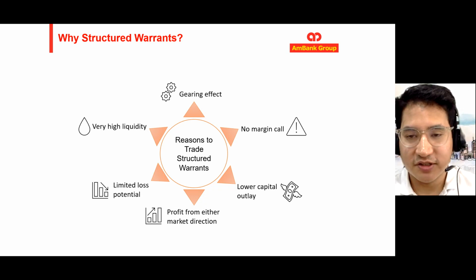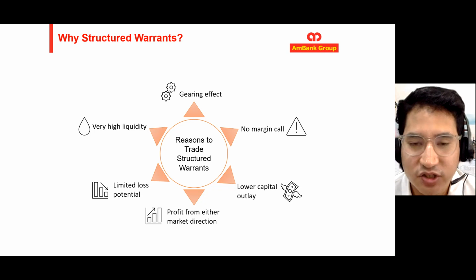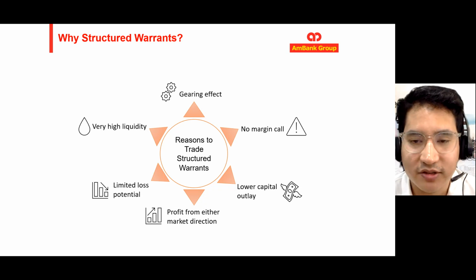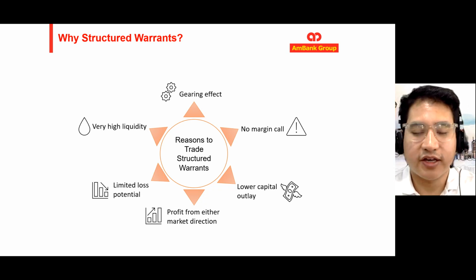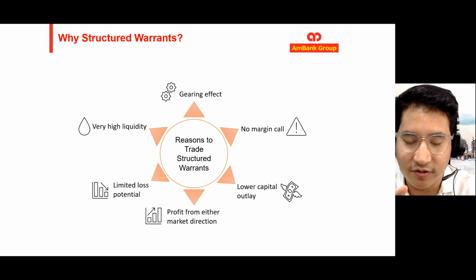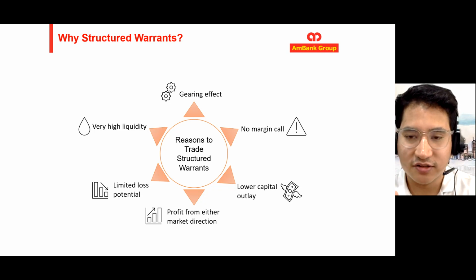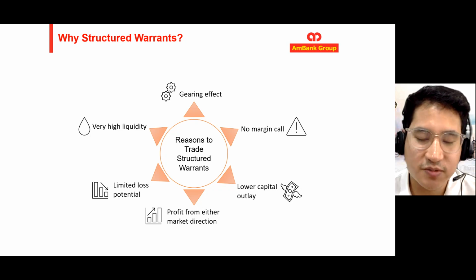It's very high liquidity. So like I said before, it is mandated by the issuers of structured warrants to always hold two-way quotes on the market, to always hold buy and sell orders, so that investors like you can either hit our offer price, so you buy at our offer price, or if you want to sell, you sell at our bid price. So we are always there for you to exit or enter into positions that you want to take. Another reason is limited loss potential.